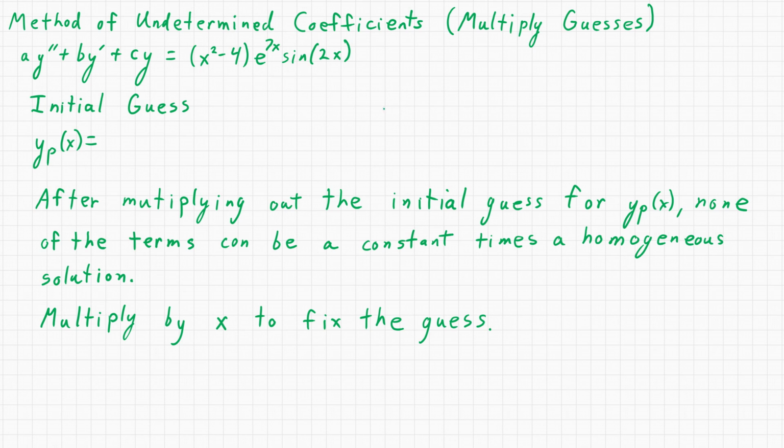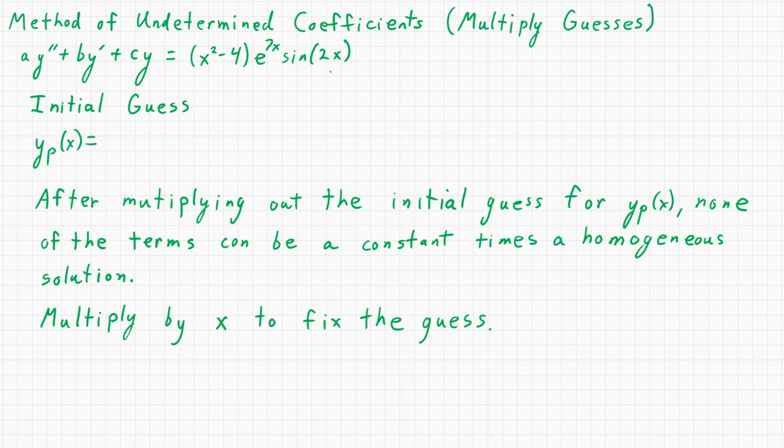So the method of undetermined coefficients allows us to guess for right-hand sides that were just polynomials, just exponentials, and just trig functions. Then after that, we had to worry about the homogeneous solutions messing those up. We would have to multiply by x to fix them. And then after that, we could actually guess sums of those different kinds. So you could have a polynomial plus an exponential plus a trig function.